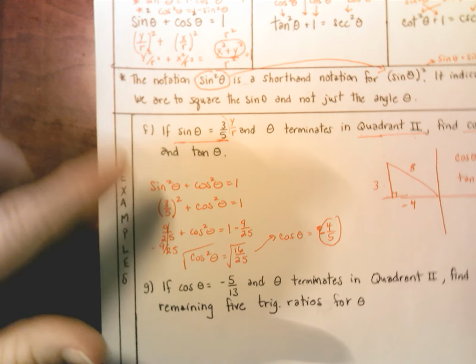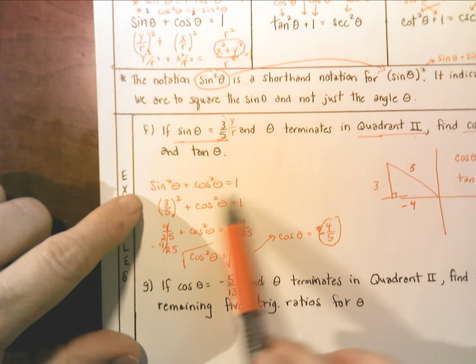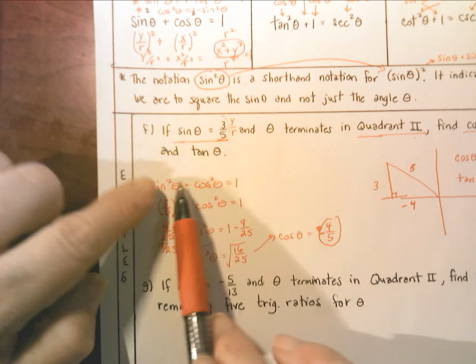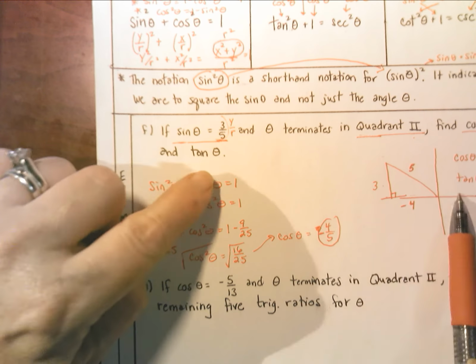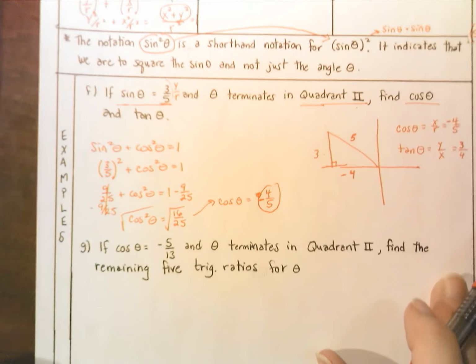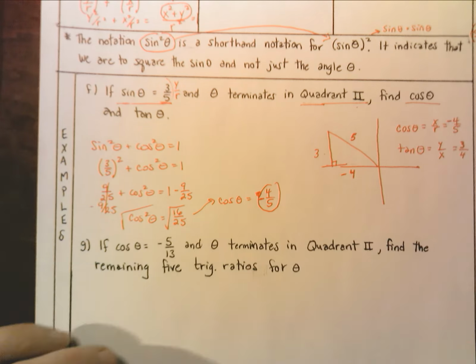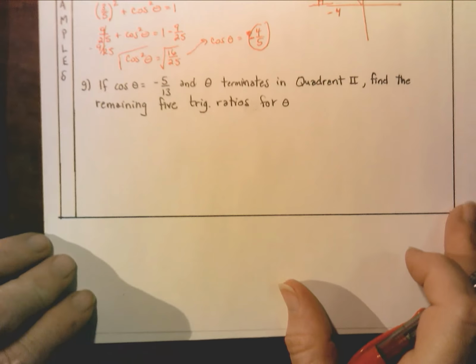So I showed you both ways, the same thing we got over here. I used the Pythagorean identity here because I knew sine, so I could just plug that in and solve for cosine. Over here, I just drew it out, labeled the triangle, found the missing side, and used that method to find the missing values.